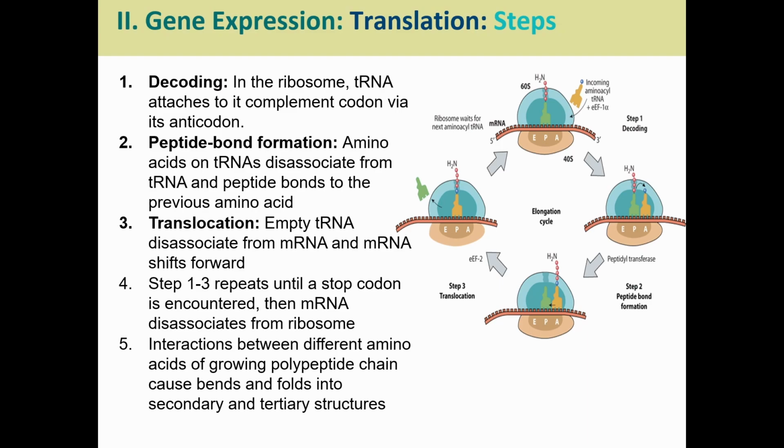So what are we doing here? We have decoding. Decoding is where we are bringing tRNA to attach to the complementary codon. So anticodon and codon come together. We then have peptide bond formation, where we link the amino acid that we just brought to the amino acid that's already there. And then translocation: the empty tRNA that's already brought the amino acid is going to leave, and everything can shift over so we can read the next codon.